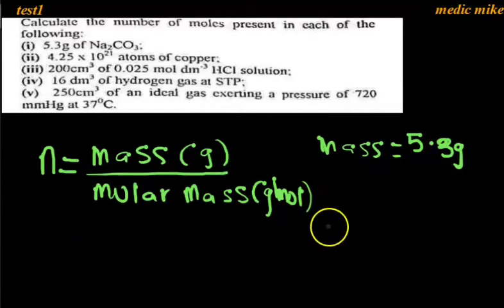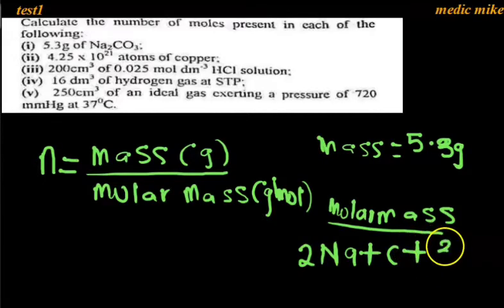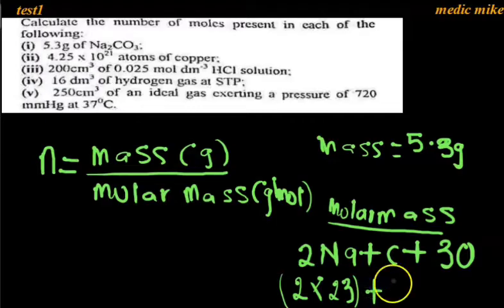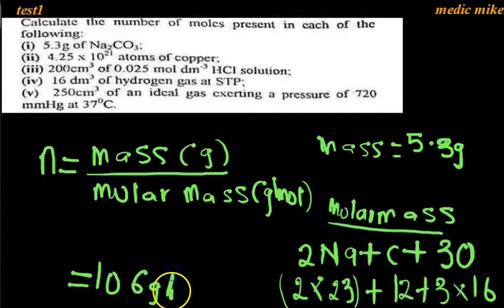Now our molar mass will be 2 atoms of sodium plus carbon plus 3 atoms of oxygen, and this will be 2 times 23 plus 12 plus 3 times 16, and all these summed up together will give us 106 gram per mole. 106 gram per mole. That's our molar mass.